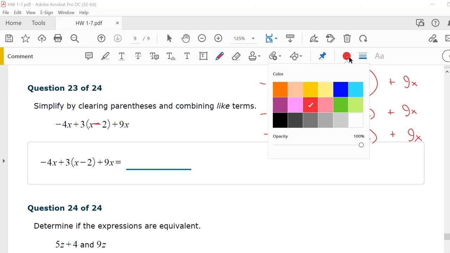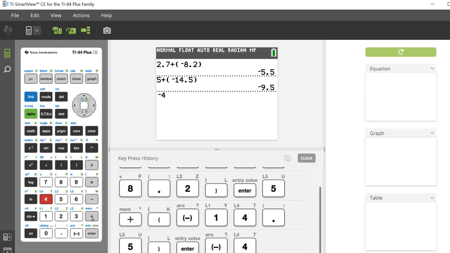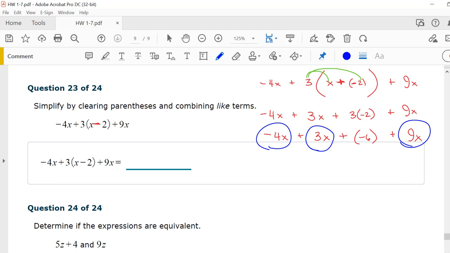Okay, I see three terms that have an x in them. Negative 4x plus 3x plus 9x. So on my calculator, I need to type in negative 4 plus 3 plus 9. Negative 4 plus 3 plus 9 is 8. So I have 8x plus negative 6. I can write that as 8x minus 6.